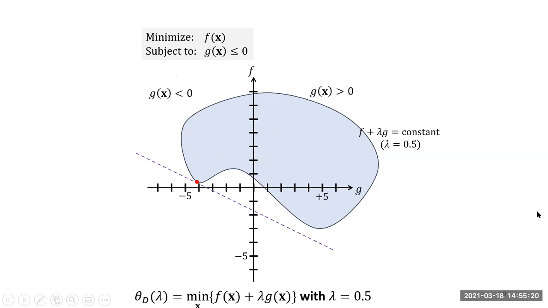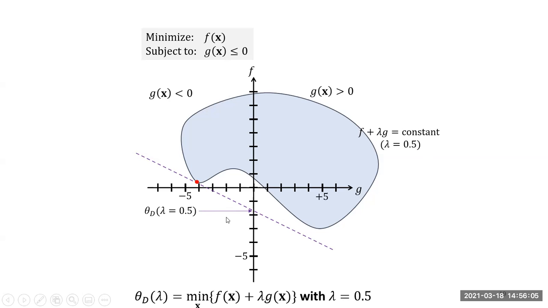So for different values of lambda, you will have different values of f plus lambda g. So our objective is to find an optimal value of lambda, or what? I mean, what value of lambda should we freeze at the end? Our objective right now is to find theta d star, the maximum possible value of theta d. For lambda equals 0.5, we found this is the minimum. For some other value of lambda, we'll get some other minimum. So let's look at that.